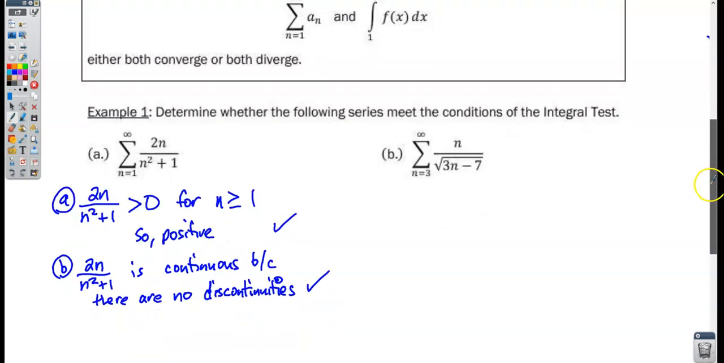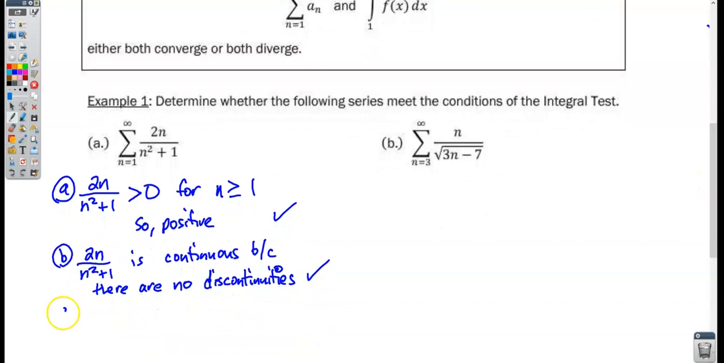The third condition, we need to make sure that it is decreasing. Now sometimes it's pretty easy for you to just look at a sub n and tell whether or not it's decreasing. But it's going to be more beneficial for us a lot of times if we can't easily tell from a glance whether or not it's decreasing.